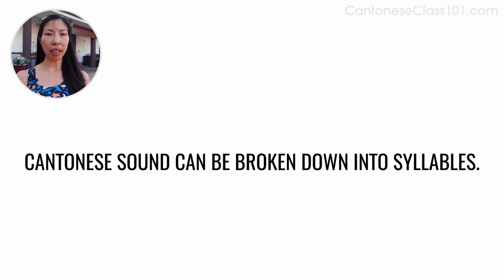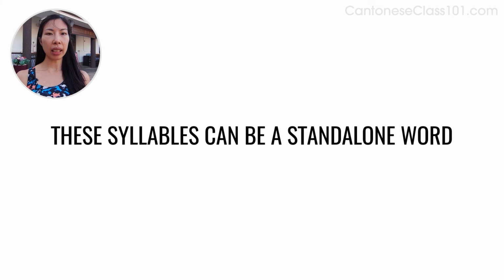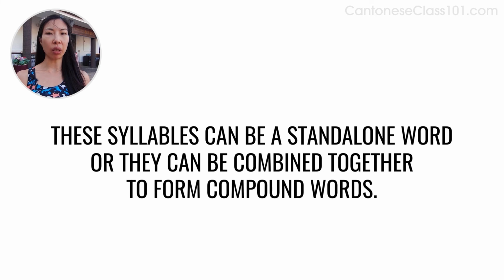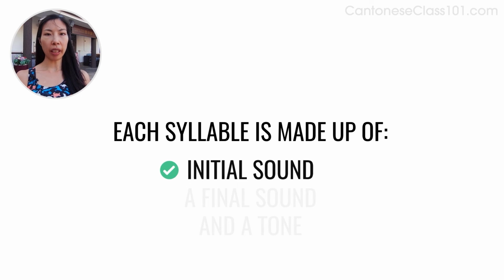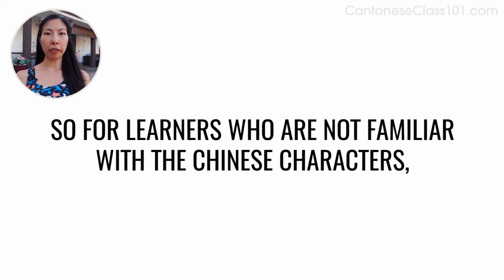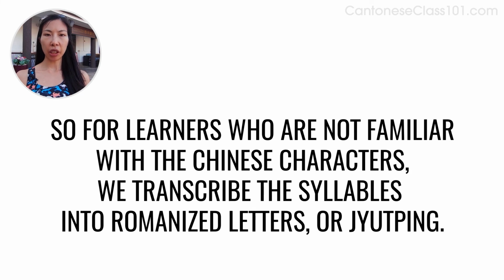How is a word built when written in Jyutping? Cantonese sound can be broken down into syllables. These syllables can be a standalone word or they can be combined together to form compound words. Each syllable is made up of an initial sound, a final sound, and a tone. So for learners who are not familiar with the Chinese characters, we transcribe the syllables into Romanized letters, or Jyutping.